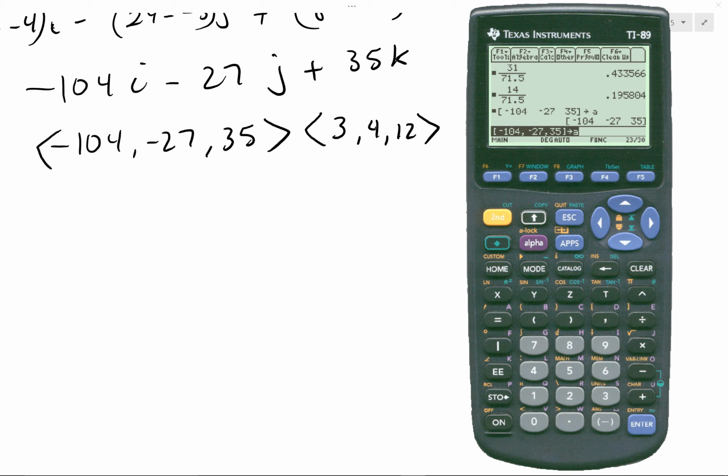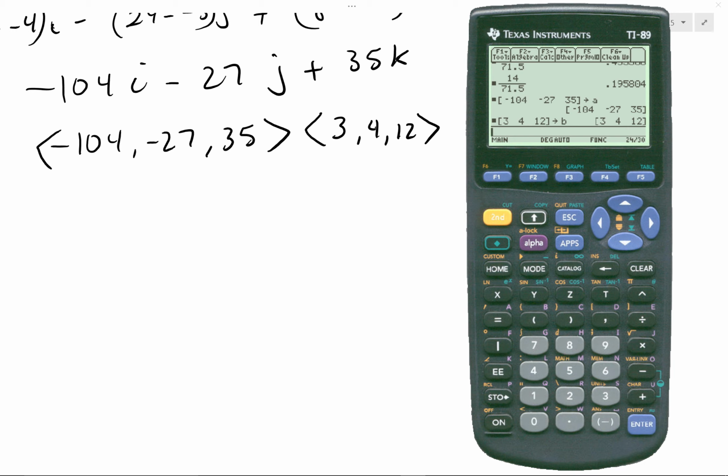And then I'm going to do it again. I'm going to put in 3, comma, 4, comma, 12, and I'm going to store that as a different value. I'll call it B. Never store it as X, Y, Z, or T. You will regret it, I promise you. Ta-da!